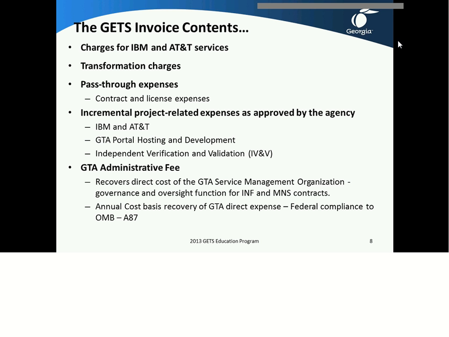And it is the cost that recovers the direct expense for the GTA service management organization that oversees the IBM and AT&T contracts. This administrative fee is not for GTA's profit. GTA direct expense for the service management organization is in compliance with the principles found in the Federal Office of Management and Budget Circular A87.